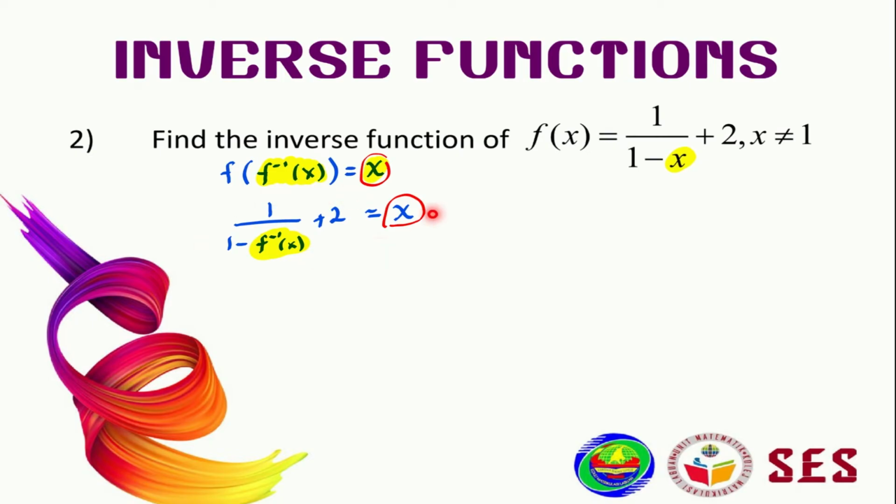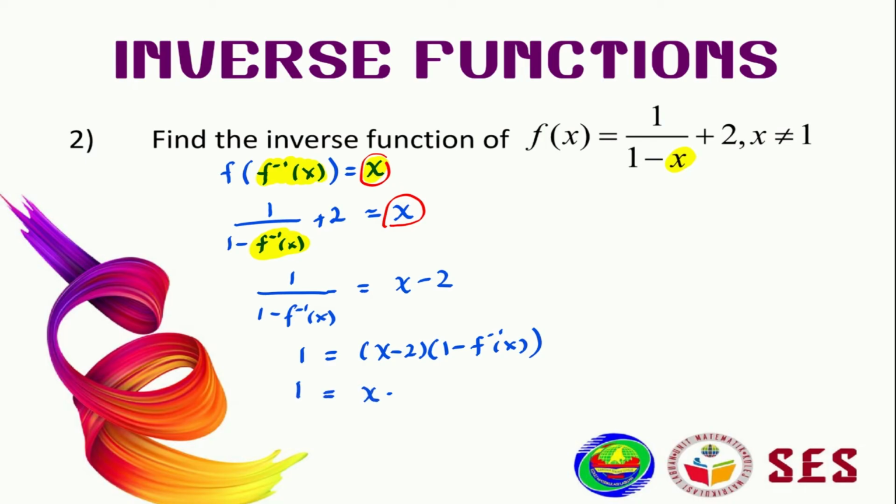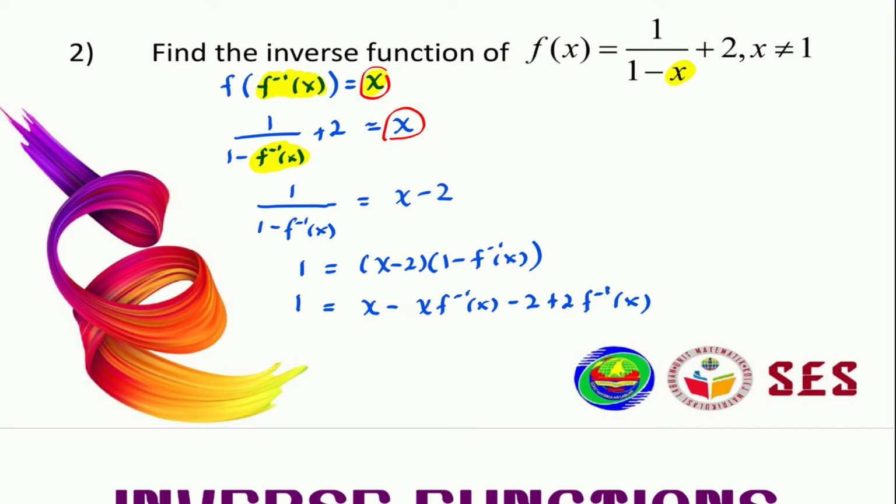We are now rearranging this equation, and our aim is to get f inverse as the subject. We should move the 2 first to the right hand side. So we get 1 over (1 minus f inverse(x)) equals x minus 2. Then the left hand side has 1 minus f inverse(x) as the denominator, so we bring this to the right hand side, so that we have 1 equals, in bracket, (x minus 2) times (1 minus f inverse(x)). We should expand this properly, so that we have 1 minus x minus x times f inverse(x) minus 2 plus 2 times f inverse(x). All right, so we need to rearrange these.